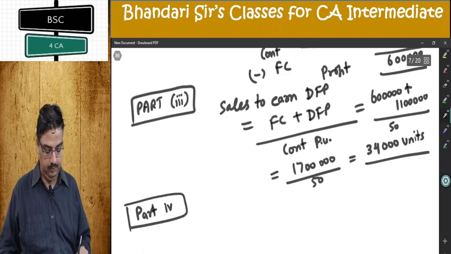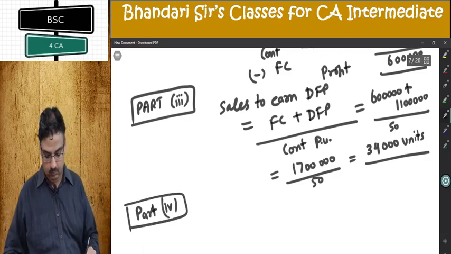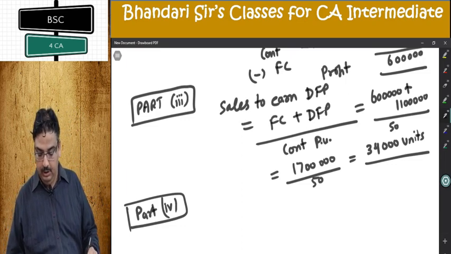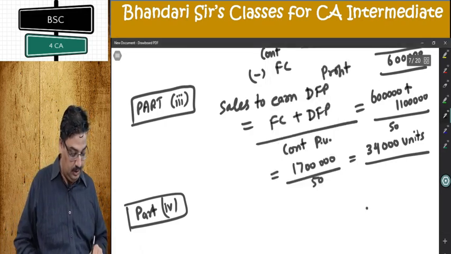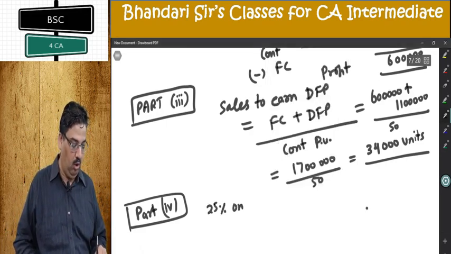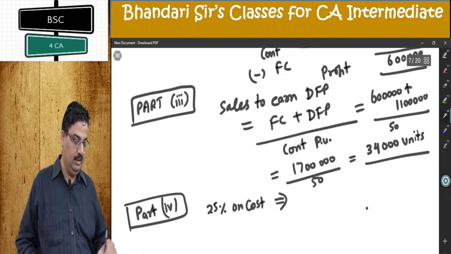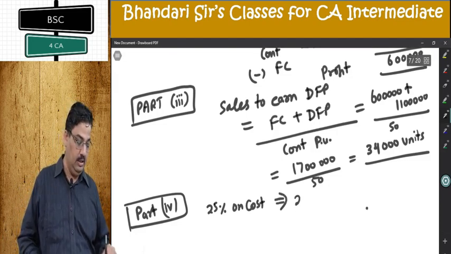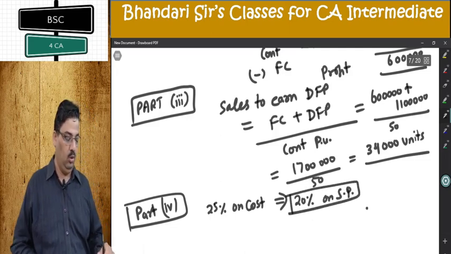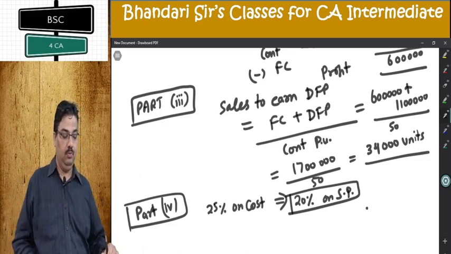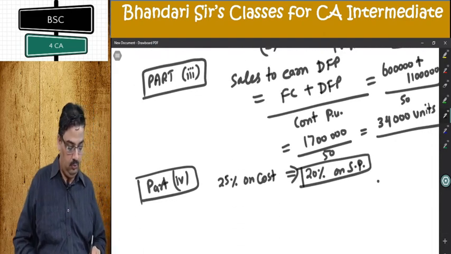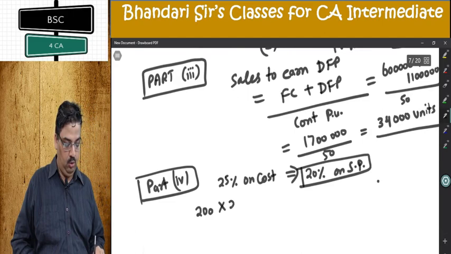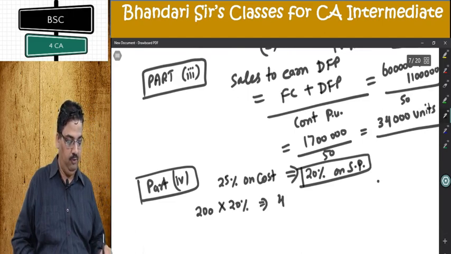Part 4. Number of units to be sold to earn net income 25% on cost. Now he says 25% on cost implies 1/4 on cost is 1/5 on selling price, 20% on selling price. Now the selling price, we started with that, is 200. 200 into 20% implies 40 per unit.